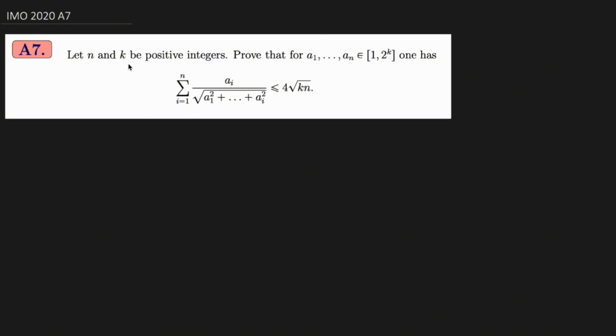So anyways, the problem statement is quite short. It says that n and k are positive integers, and we're given a sequence of n numbers in the range 1 to 2 to the k. And we want to prove that this sum is less than or equal to 4 root kn. With all these sequences, we might think about induction, because if we can prove the case n minus 1 and then we can induct it to n, then we're literally done. And with sequences, we can often make use of the inductive hypothesis really well.